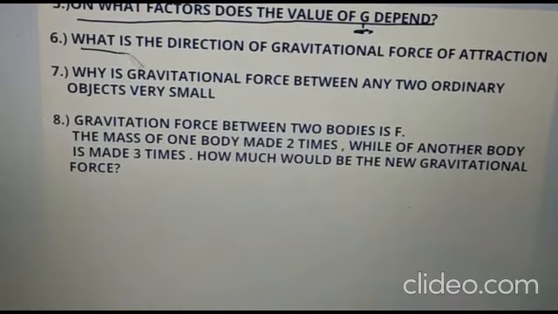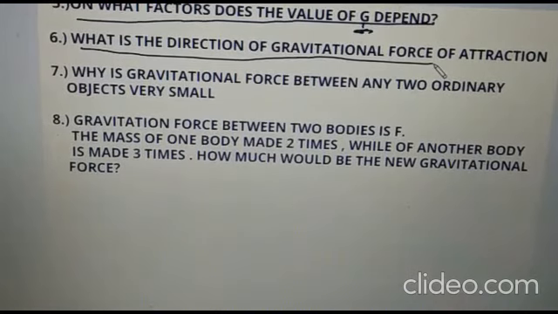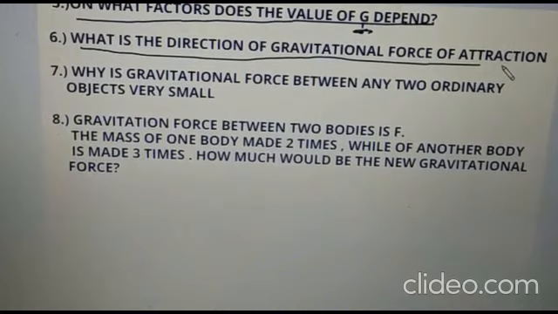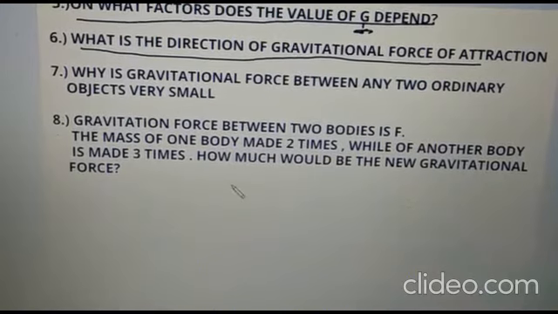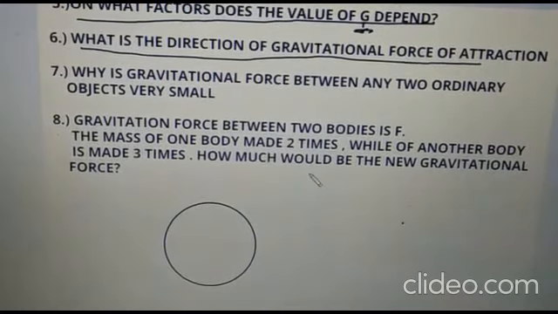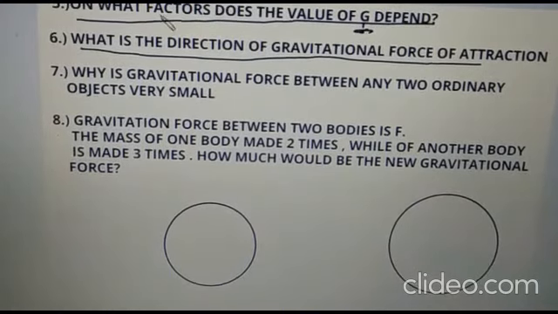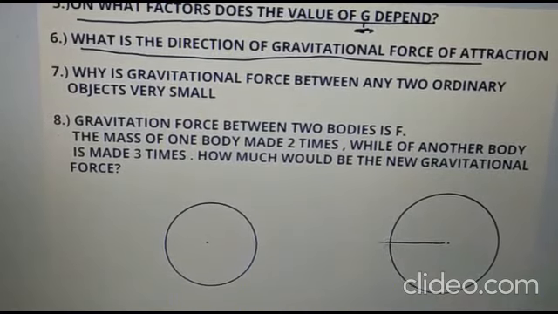Now, the next question: what is the direction of gravitational force of attraction? Usually it's downwards, but the direction of gravitational force is along the line joining the centers of both the objects. If you are asked the direction, these are the two points, and the line joining these two points is the line along which the gravitational force runs.